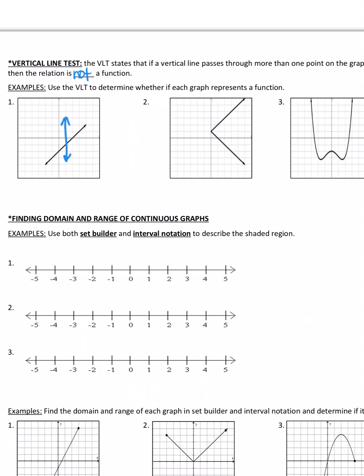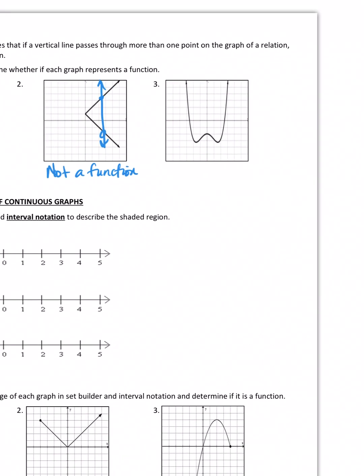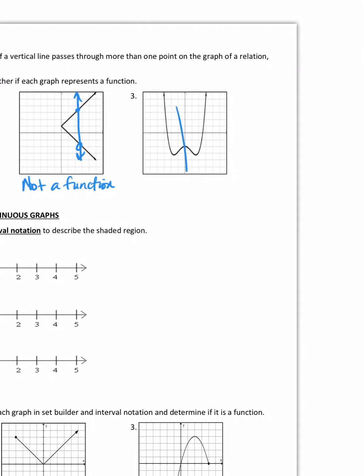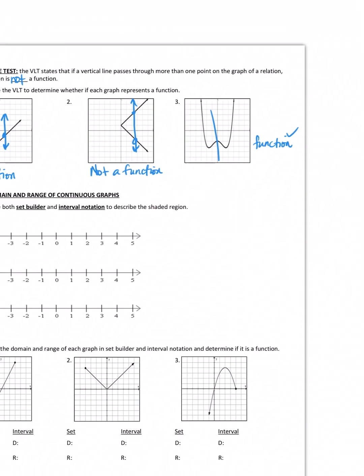If it only hits once, then it's a function. So this is clearly a function, only one intersection. This one, if I do a vertical line, it hits twice. So this one's not a function. Number 3, vertical line only hits once, so this one is a function. Easy peasy, got that down.